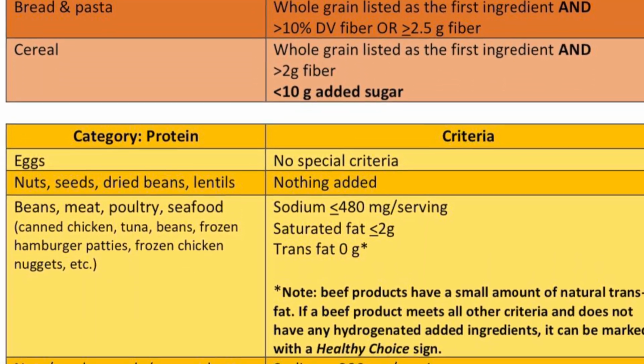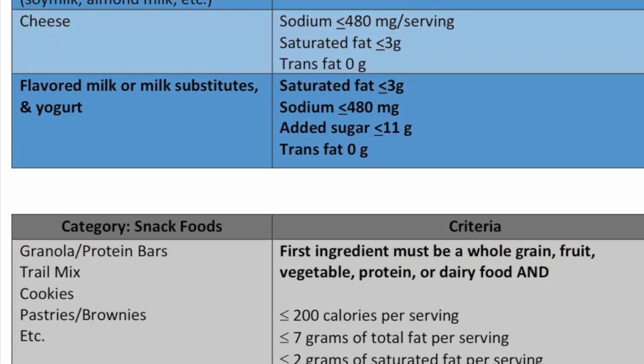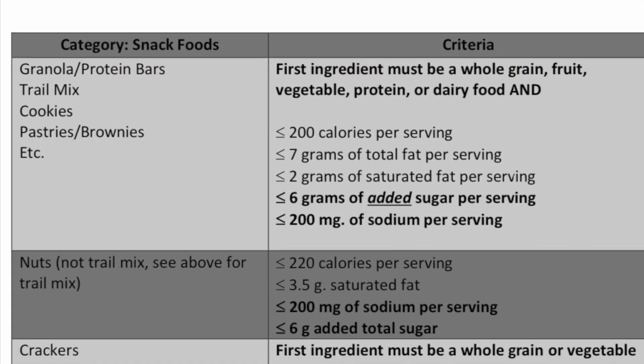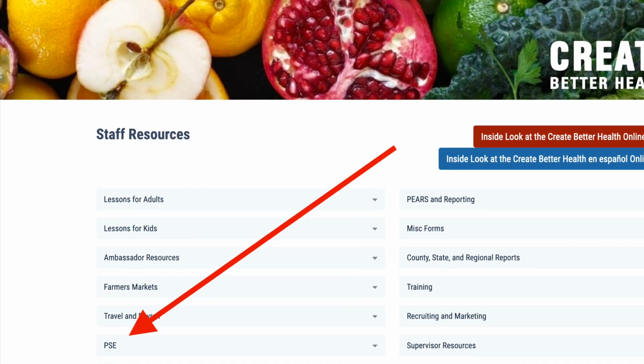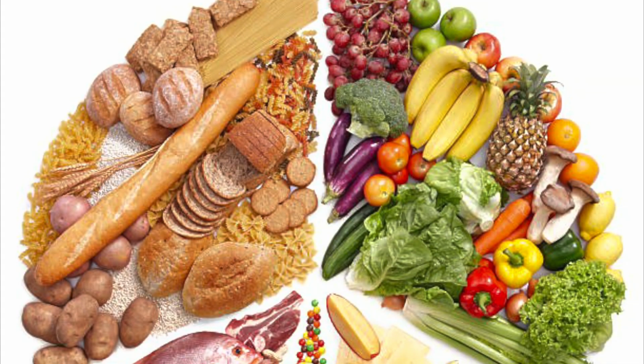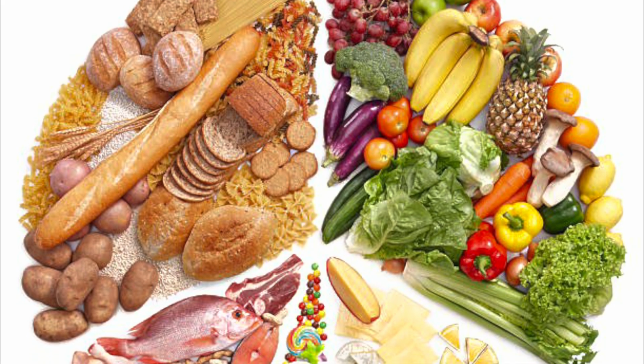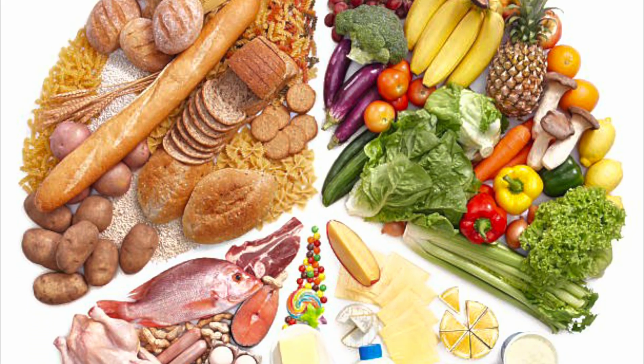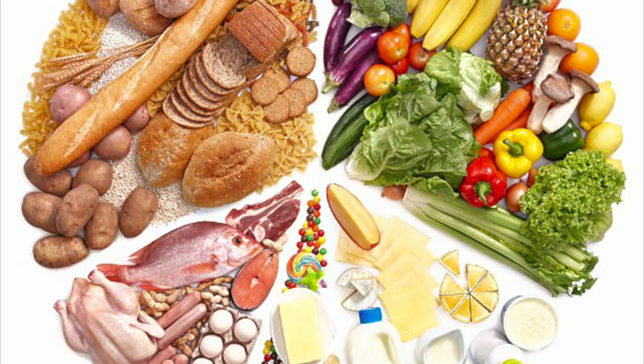This information can also be found in full detail in our Create Healthy Choice Pantry Toolkit on our website found at extension.usu.edu/FSCreate. This criteria features common foods broken into categories: fruits and vegetables, grains, protein, dairy, and snack foods.